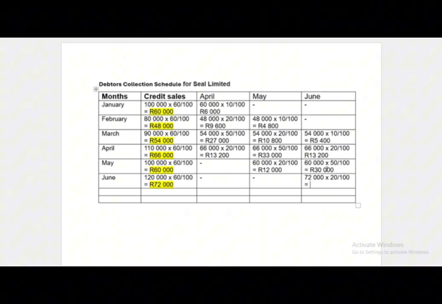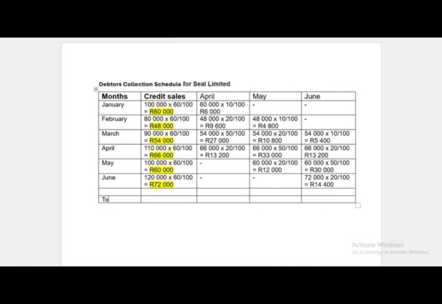So 72,000 multiplied by 20 divided by 100. Okay, so we are going to collect 14,400 in June for June. 14,400, right? June for June, all right? And then we are done. That's how we're supposed to collect. And then we are going to just indicate the totals.